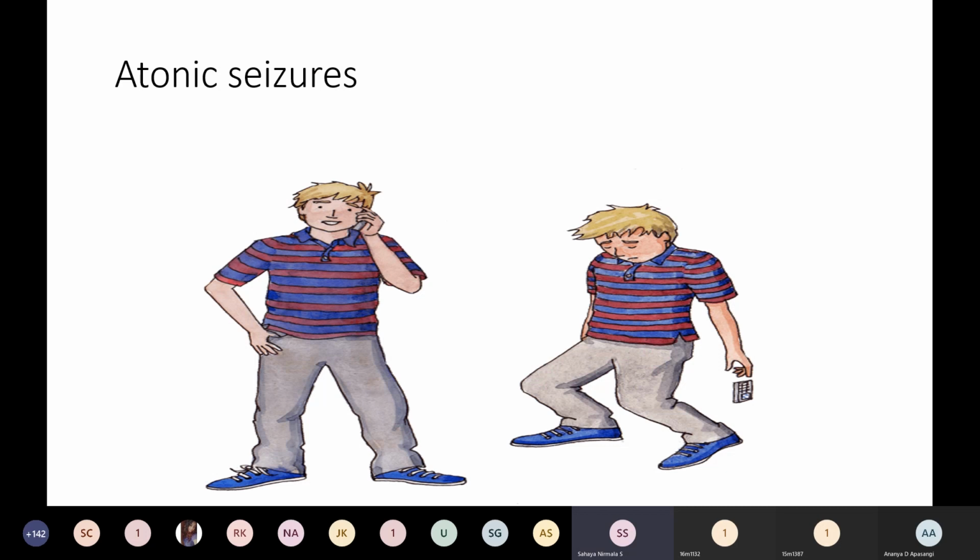So atonic is, if you see a child who has been standing comfortably or doing something and suddenly drops. So this is a typical atonic seizure. They are also called drop attacks.